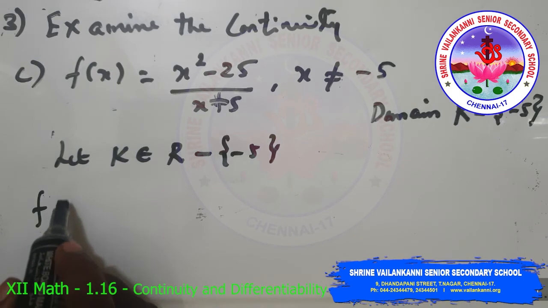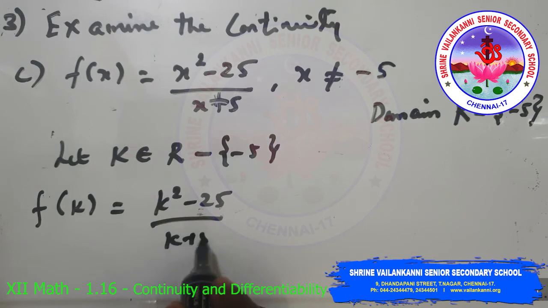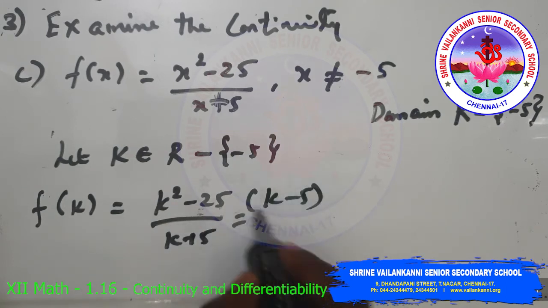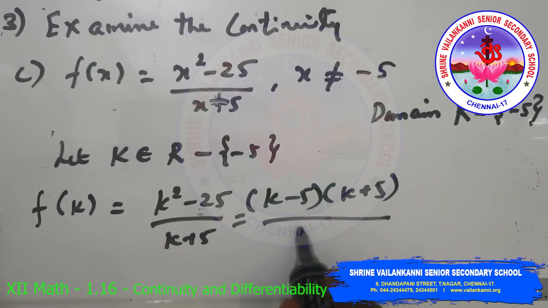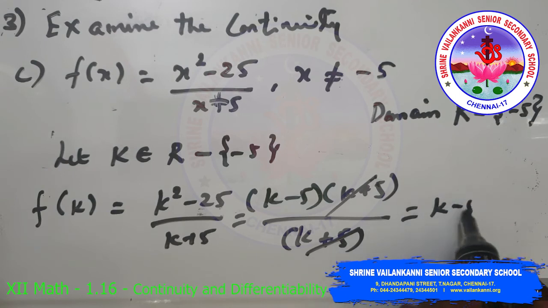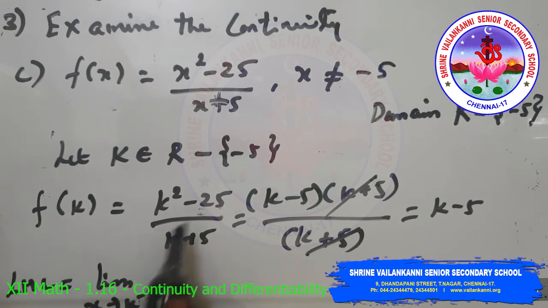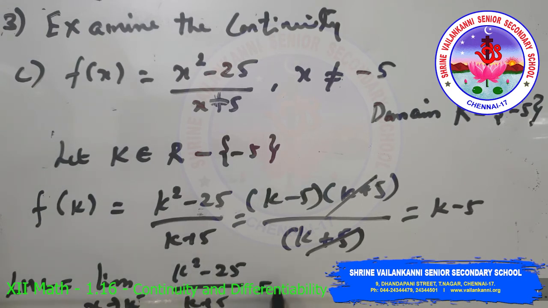So f of k, substituting here, is k square minus 25 by k plus 5. So using the identity, k minus 5 into k plus 5 whole by k plus 5. Cancelling this, we get k minus 5. Then the left hand limit, which is limit x tends to k minus f of x. f of x is x square minus 25 by x plus 5. So the same thing, which is k minus 5 into k plus 5 whole by k plus 5, which is equal to k minus 5.